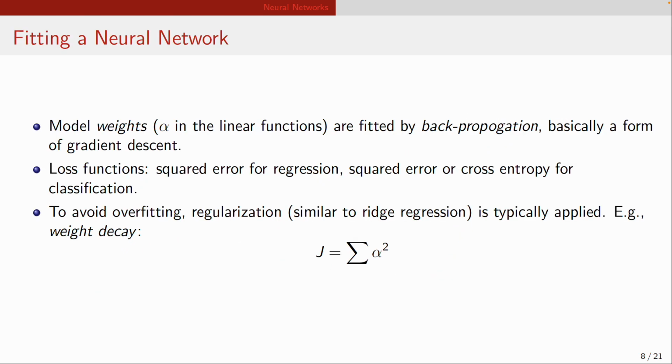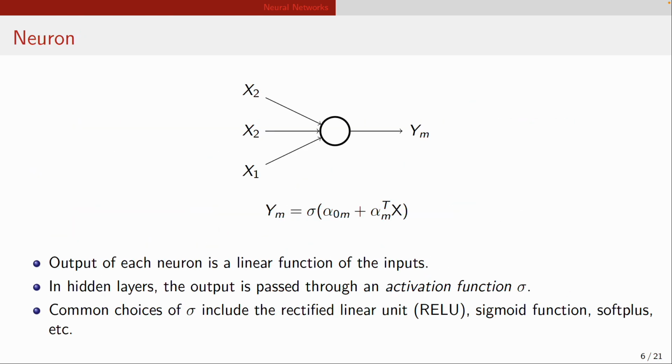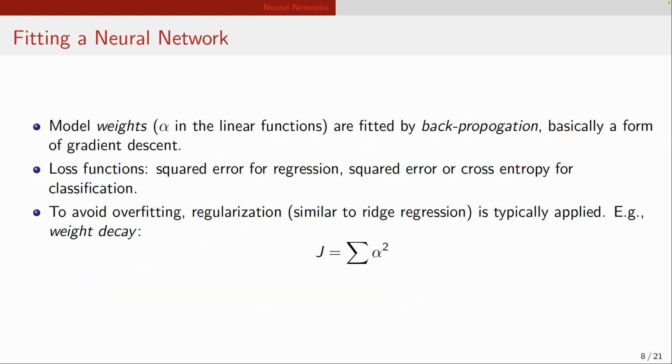All right. So in a neural network, what you are doing is trying to find what these coefficients are, what this alpha 0m and alpha m transpose are. So in other words, it is sort of like fitting your linear regression model. You want to know what the coefficients of your linear regression models are, except that now you have one linear model for every single neuron. So in other words, you have a lot more coefficients. It is not just one linear function, but rather the combination of a lot of linear functions. These are called model weights, which are the alphas in your linear functions, and they are fitted by what is called a backpropagation algorithm. This is essentially a form of gradient descent.